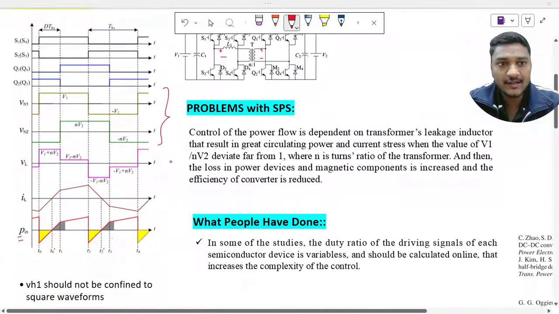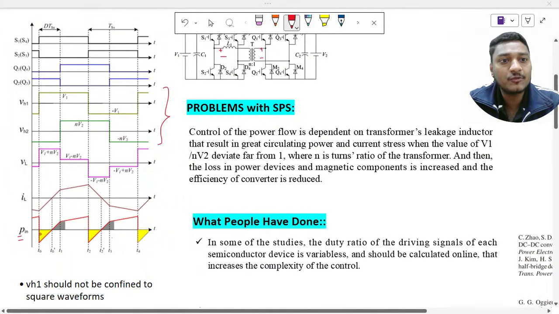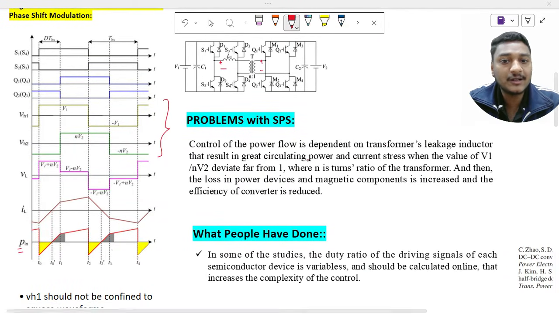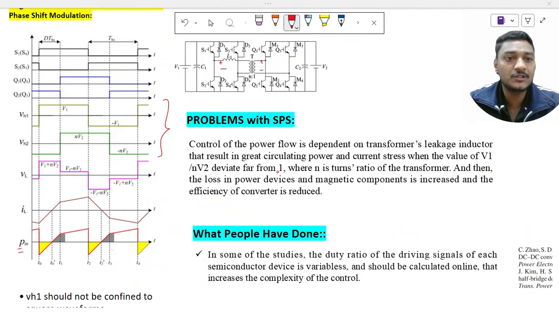So I have already discussed that this backward power flow is the problem. How exactly this is the problem, I will tell you. Okay, so control of the power flow depends on the transformer leakage inductance, which results in large circulating power and current stress when the value of V1 by n times V2 deviates from 1. That part we have seen in the soft switching curve.